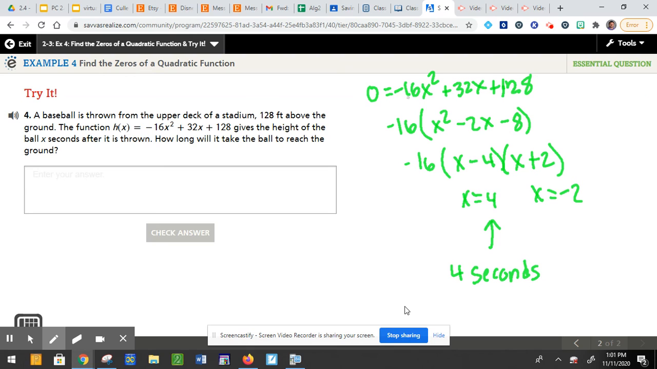So I set the function equal to 0 because when the ball reaches the ground, the height of the ball will be 0, and we're solving for x, which will give us the time it took that value to equal 0. First thing I did was I factored a GCF of -16 out. Then I factored x squared minus 2x minus 8 into x minus 4 times x plus 2. The two zeros are 4 and -2, but the only one that actually makes sense is 4, meaning the ball will hit the ground in 4 seconds. That would be your answer there.